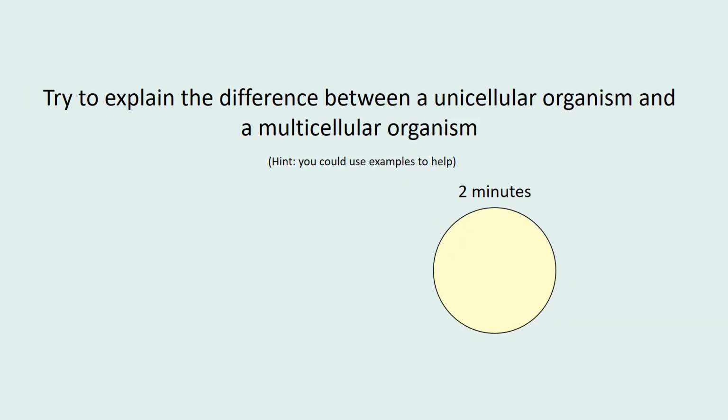Okay, so you don't need to write this down, you can just think of it to yourself, but can you try to explain the difference between a unicellular organism and a multicellular organism? So think of an example of a unicellular organism, think of an example of a multicellular organism, and have a go at explaining the differences between them. So remember, if you were explaining something, we need to try and think about why that is the way it is. Okay, so pause the video, have a little think to yourself, and then we'll go over the answer.